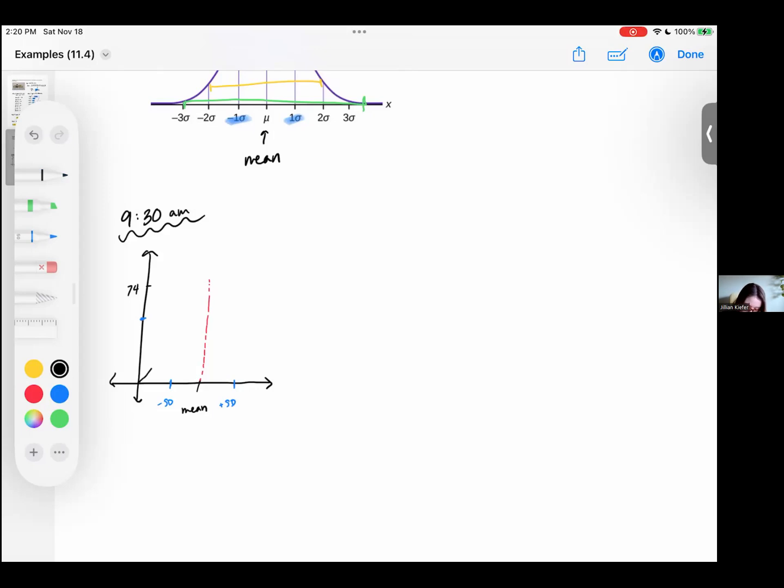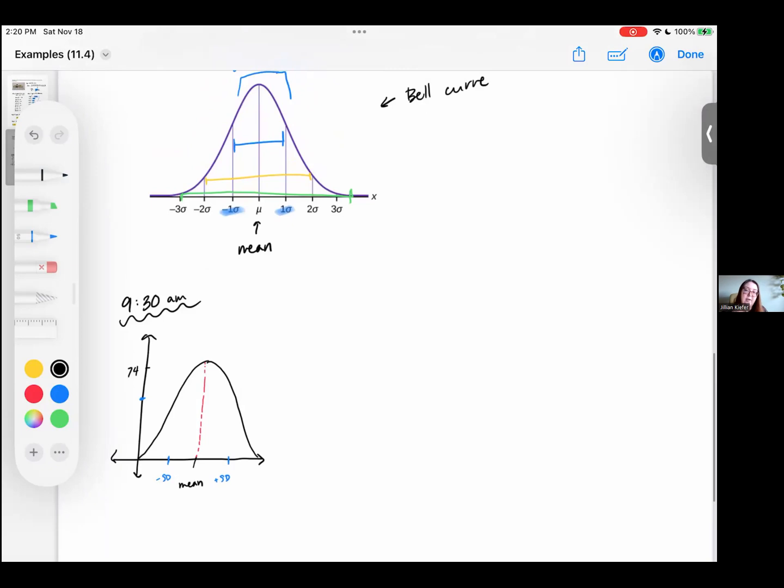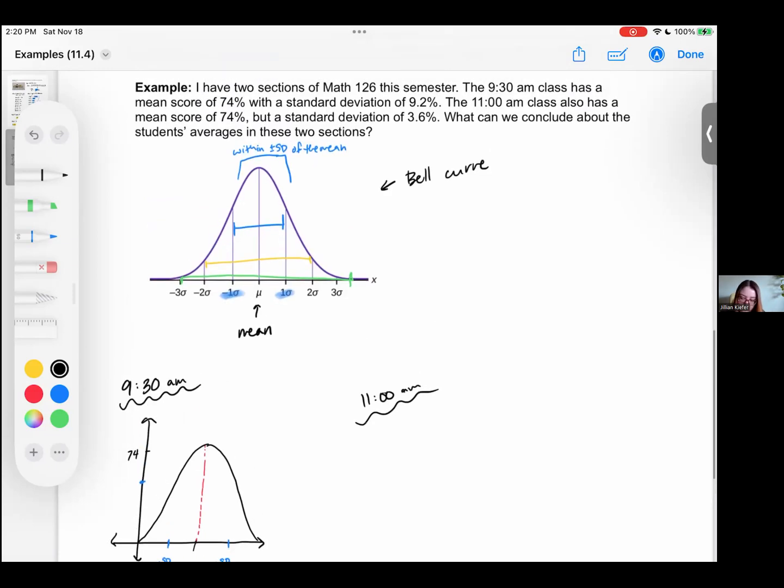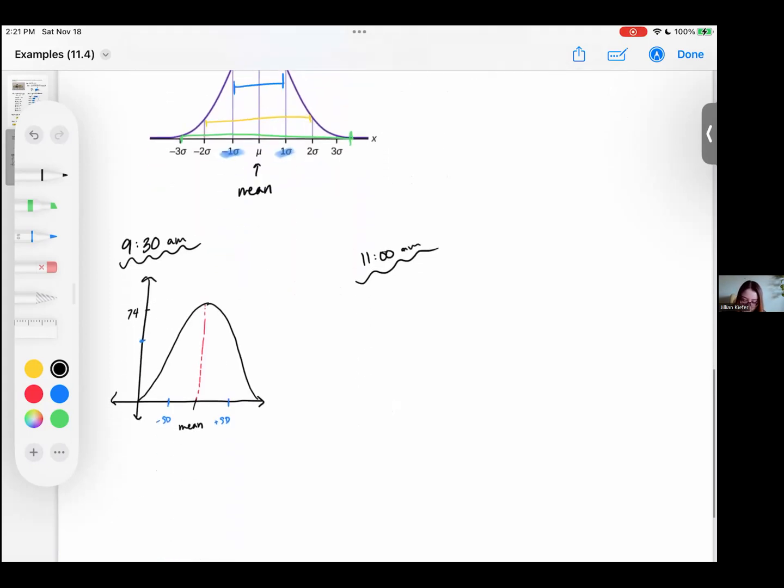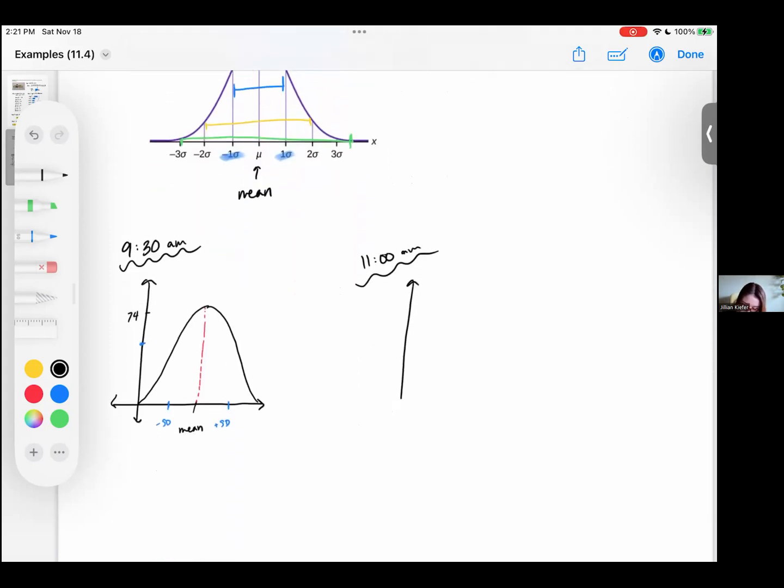that test. So maybe looking a little bit more kind of like this. It's got kind of a wider bell on it, where our 11 a.m. class, they have a much smaller standard deviation. Their standard deviation is 3.6. Meaning that on this graph, where once again we have the mean, we could say 74 is right about there. Their standard deviation will be only 3% less, so probably around the 71% mark.